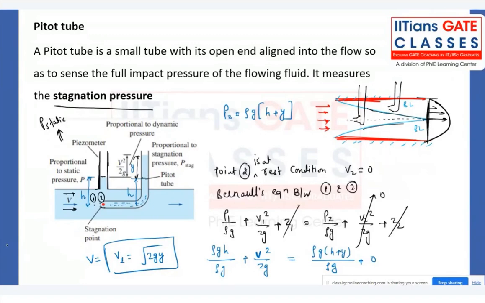Now here there is no need of placing a manometer to measure the static pressure. We are just placing the piezometer along with the pitot tube, and we have calculated the velocity of the fluid as under root of 2gy. Whatever the excess deflection will be there in the tube, that we can see, and that will be put together in the y value, right?